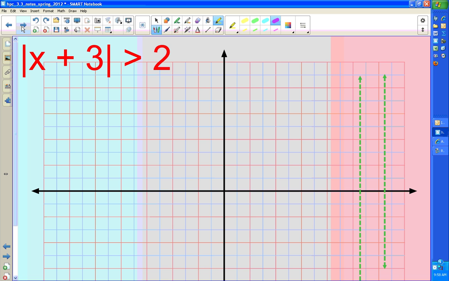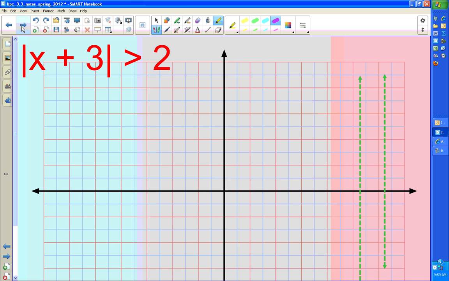Okay. Absolute value of x plus 3 greater than 2. How many variables do you see? One. Which variable? We see x. What does that tell you about the graph? It's not a V shape, since that would have to have a y. There's only one variable.